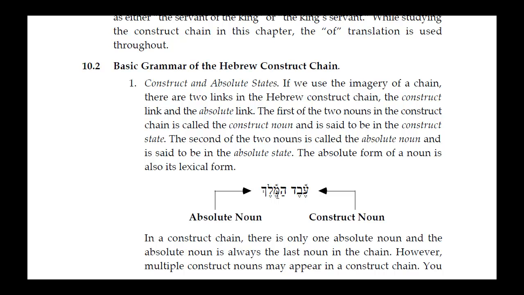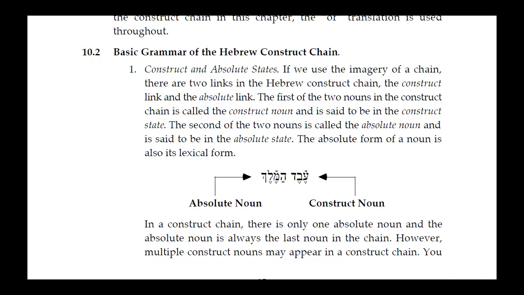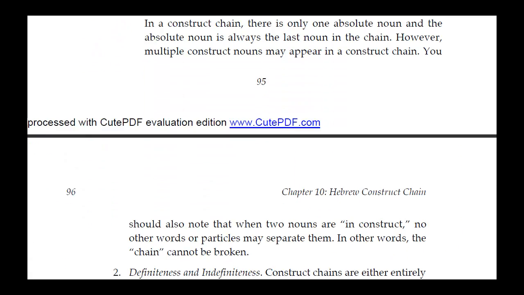In this situation, it would be the masculine singular form of melech. So we have eved as a construct noun, the servant of, and then hamelech, the king, which is the absolute noun. Now, in a construct chain, there's only one absolute noun. That's very important. And the absolute noun is always the last noun in the chain. However, multiple construct nouns may appear in the construct chain. Let's look at some examples here.